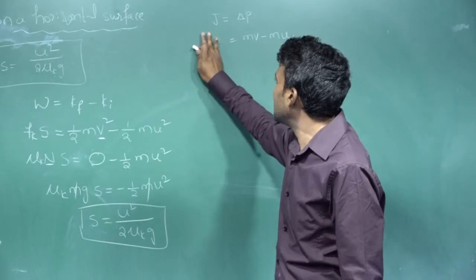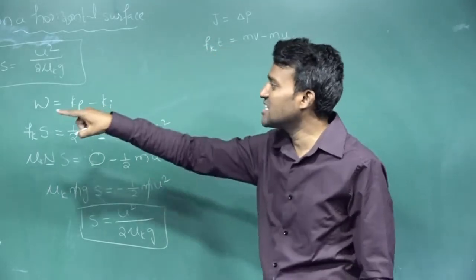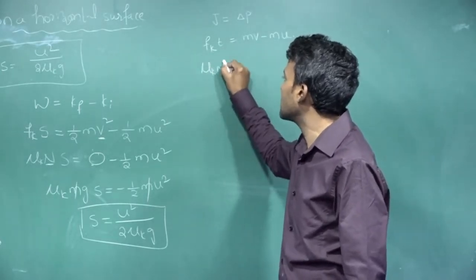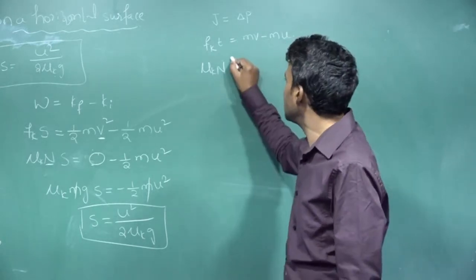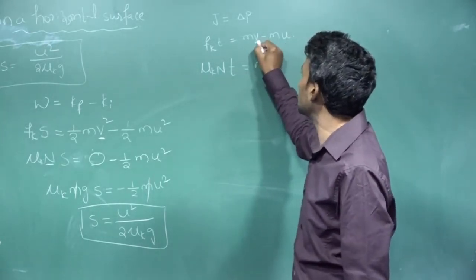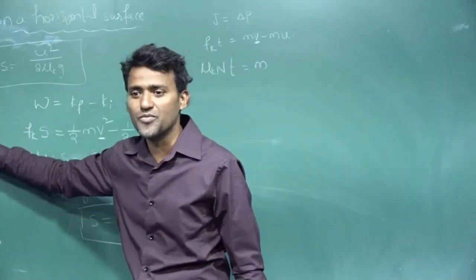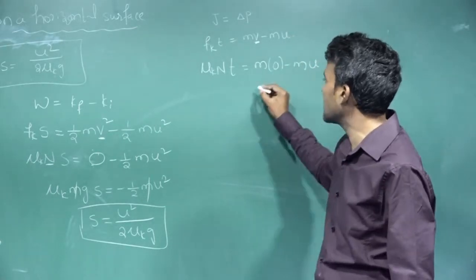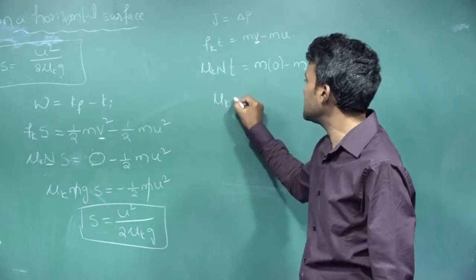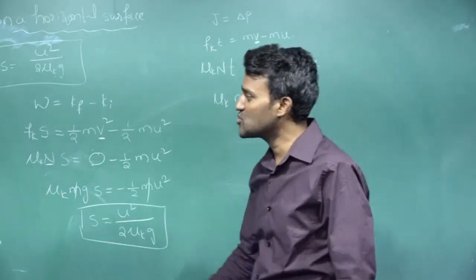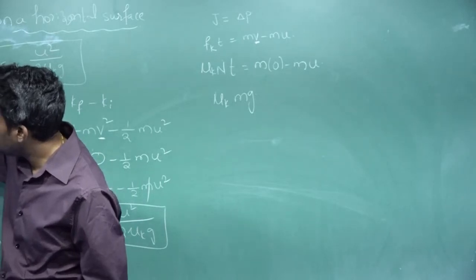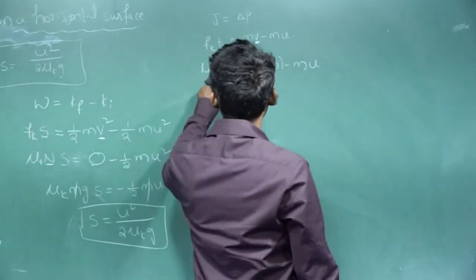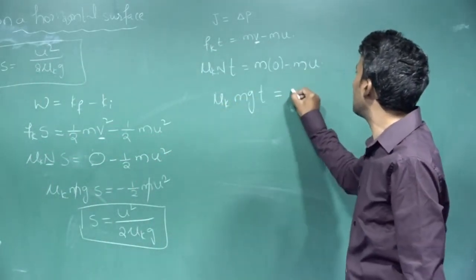It is the kinetic frictional force I am writing, because the object is in motion. What is the kinetic frictional force formula? Kinetic frictional force is equal to mu k into N. Time is t. That is equal to final velocity, which is 0, minus m into initial velocity u. N is equal to the weight of the object. Already we used this. The normal force is upward, the weight is downward, so the normal force is balanced by the weight. N equal to mg, into t is equal to minus m u.